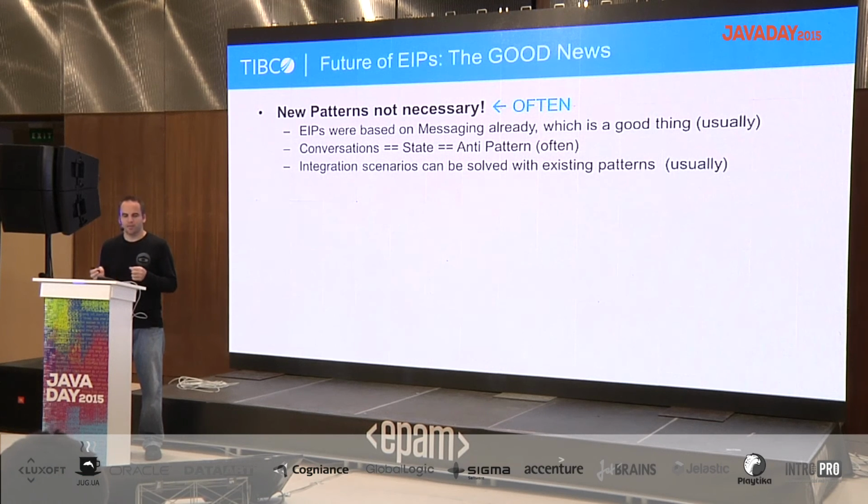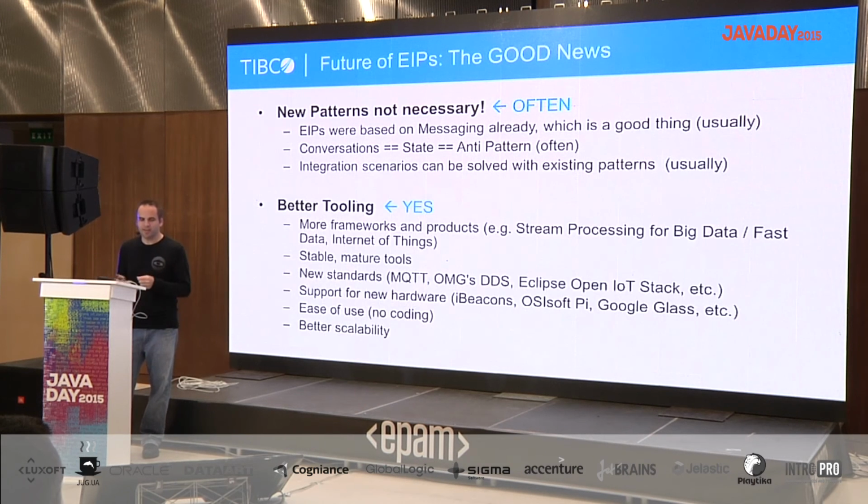For example, often you do not need patterns for conversations, because conversations mean state. And if you look at modern architectures using RESTful services, or messaging to the mobile phone, usually it is implemented stateless, because many people say that state is really an anti-pattern for many use cases. So the good news is these patterns are enough for most use cases.